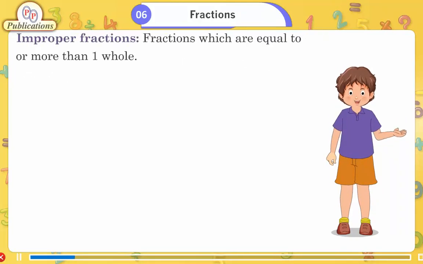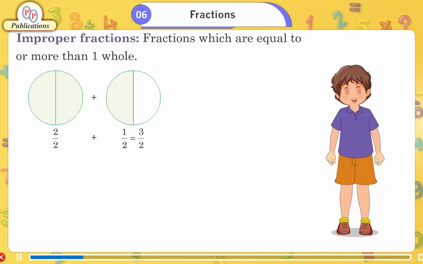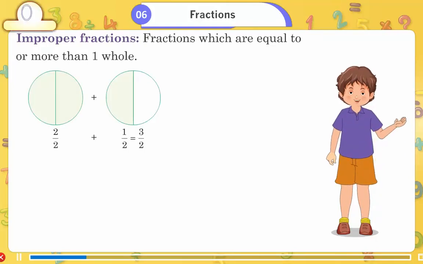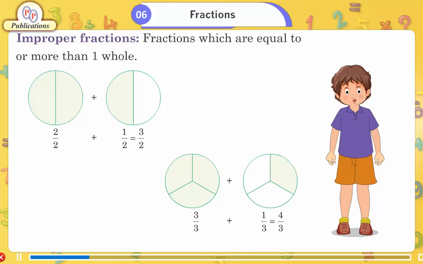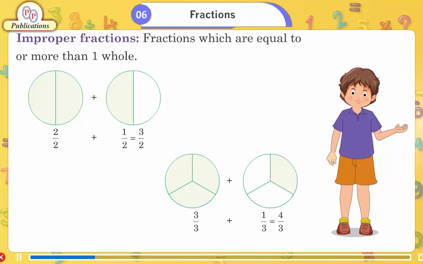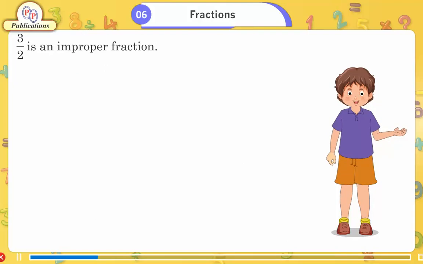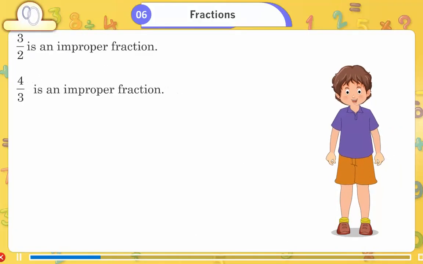Improper fractions: fractions which are equal to or more than one whole. 2 upon 2 plus 1 upon 2 is equal to 3 upon 2. 3 upon 3 plus 1 upon 3 is equal to 4 upon 3. 3 upon 2 is an improper fraction. 4 upon 3 is an improper fraction.